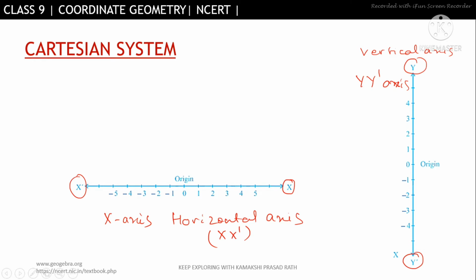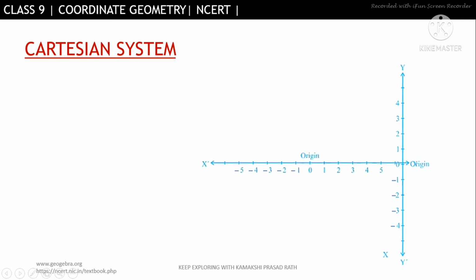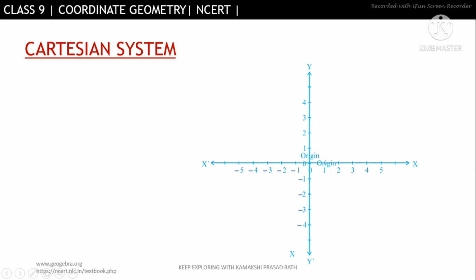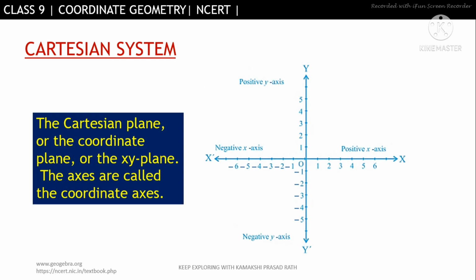Now to get a Cartesian system, we arrange these two lines in such a way that these two lines are perpendicular to each other. You can see here, both axes are perpendicular to each other. The x axis and the y axis are perpendicular to each other. Hence this gives us the Cartesian system, and this plane is called the Cartesian plane, or we can say the coordinate plane, or the xy plane.